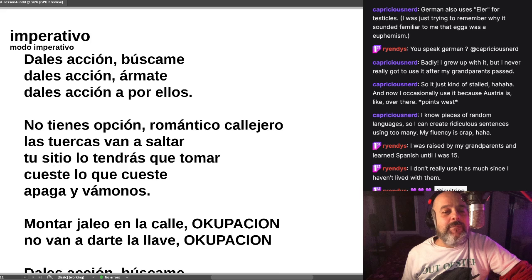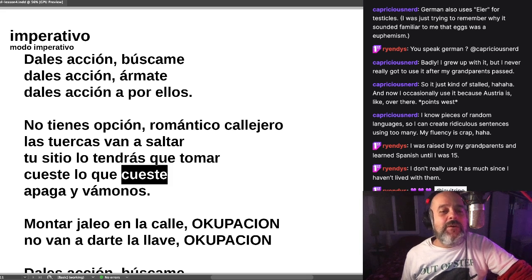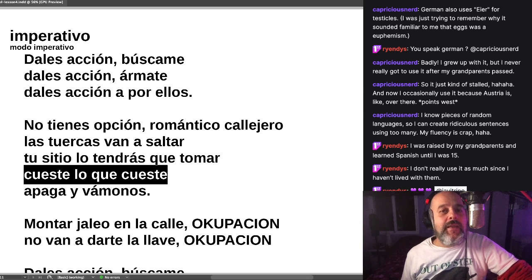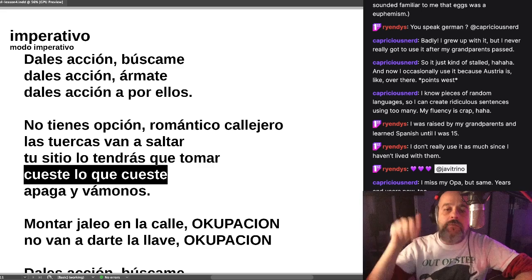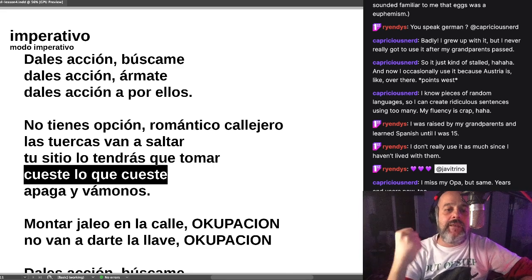Cueste lo que cueste. Again, this is subjunctive from the verb costar, from the first conjugation, and it's cueste, whatever it takes. Cueste is to cost. Lo que, that which. So whatever it takes, basically, by any means necessary. Cueste lo que cueste. There's a chant that we say, de norte a sur, de este a oeste, la lucha sigue, cueste lo que cueste. From north to south, from east to west, the struggle goes on, no matter what it takes.